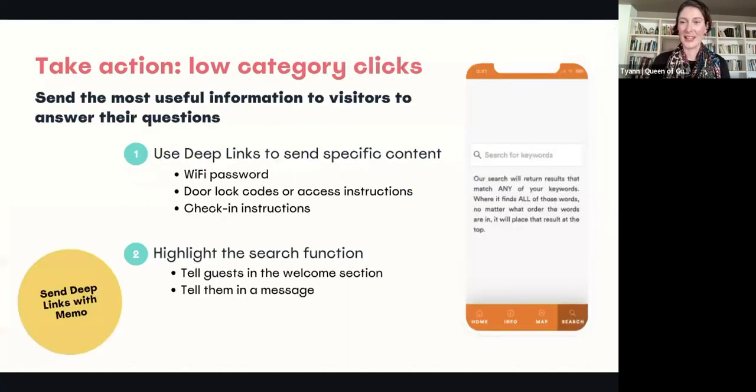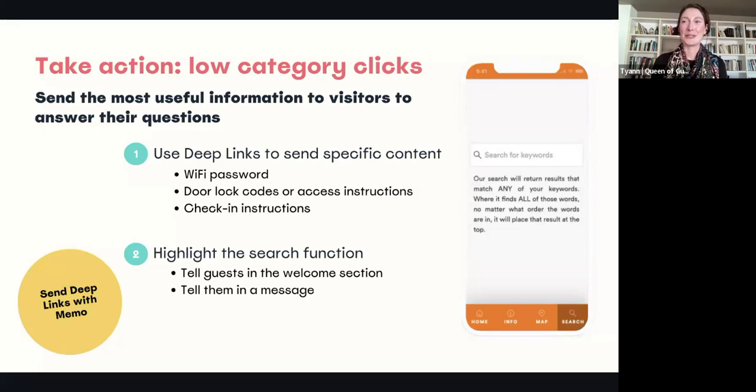Wonderful. Okay, next point. So taking action again, and this time it's low category clicks. So what if you have low category clicks? So you know that your guide sections, the categories, they're full of really great information, and you've spent a lot of time building up that information, but your audience is not finding it. Maybe a category that has critical information about check-in. You look on your data dashboard, it's got 2 views. You're thinking, why? That's not great for my audience and that's not great for me. So how do I help them?